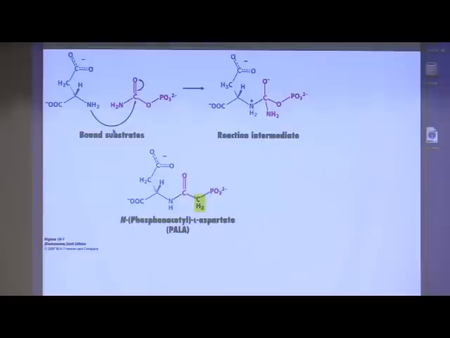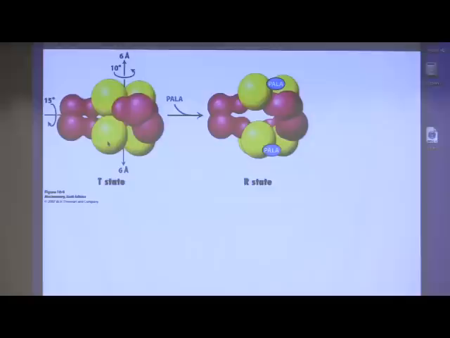Well, one of the reasons we care is that when people studied PALA, they discovered something interesting about ATCase. It was actually the use of PALA that helped elucidate this structure thing that I'm going to describe to you. It turns out that when PALA is bound to ATCase, the enzyme is locked in the R state. It's locked in the R state. And you might say, well, wait a minute now. R state, doesn't that mean the more active form of the enzyme? And you just told me it's a suicide inhibitor. It is a suicide inhibitor. The enzyme is not active.